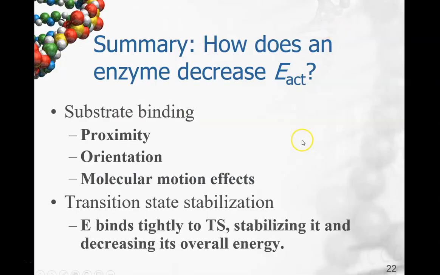So, to summarize, how does an enzyme decrease the activation energy? Well, first, by binding the substrate or substrates and putting them into close proximity with the proper orientation of their functional groups that will be reacting, and in so doing, the molecular motion decreases. And once the substrate is bound, then the enzyme binds loosely to the substrate, but tightly to the transition state. That stabilizes the transition state, decreasing the overall energy, and by decreasing the activation energy, we can speed up the reaction.